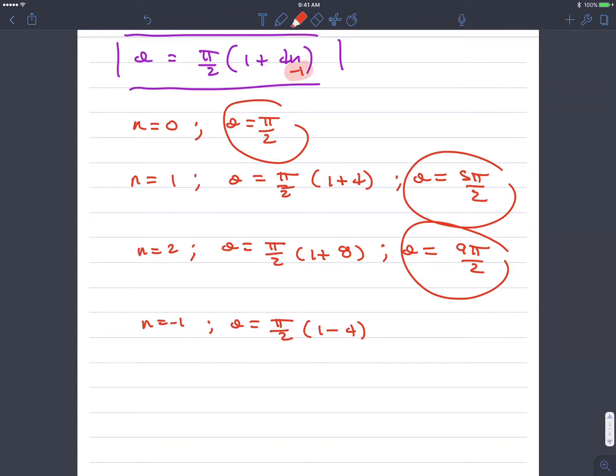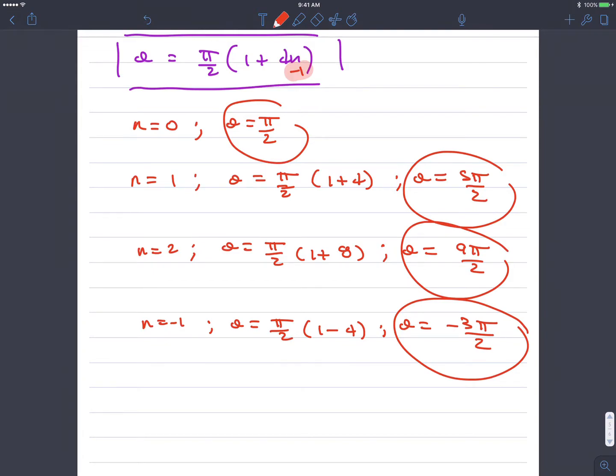We plugged in -1 for n. So when you plug in -1 for n, that's positive 4 times -1, that's a -4. So your answer here is going to be theta is now negative 3 pi over 2. Here's the third solution when n is -1.